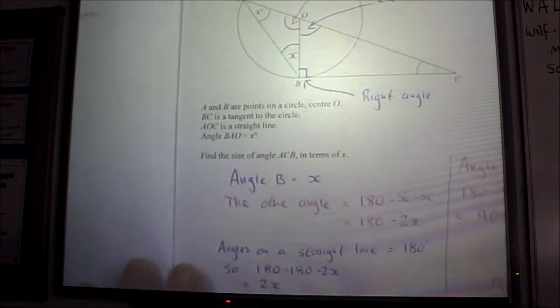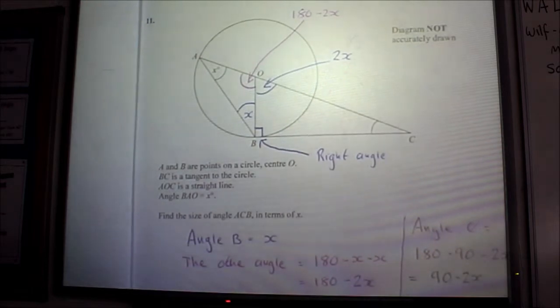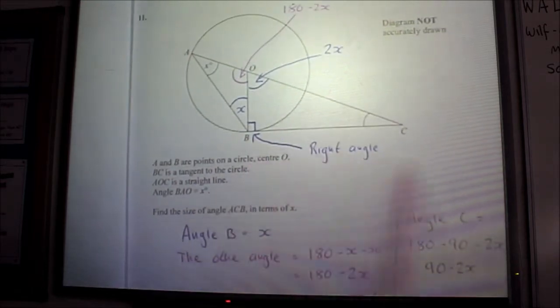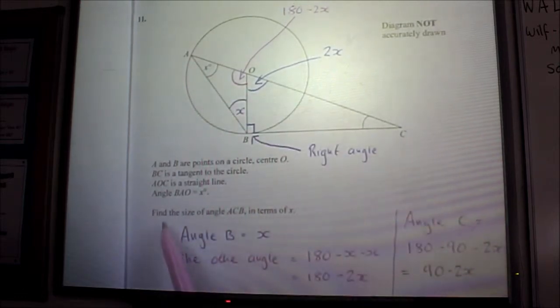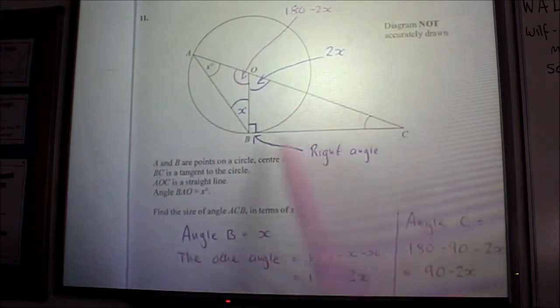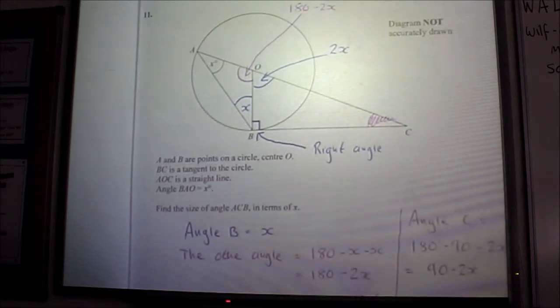Question 11, a little bit of circle work here. A and B are points on a circle centre O, so they're labelled there. You've got BC here is a tangent, that's fine. AOC is a straight line, so that one is a straight line. Find the angle ACB in terms of x. So ACB in terms of x, they want that angle in there, which I'm just going to shade in for you.